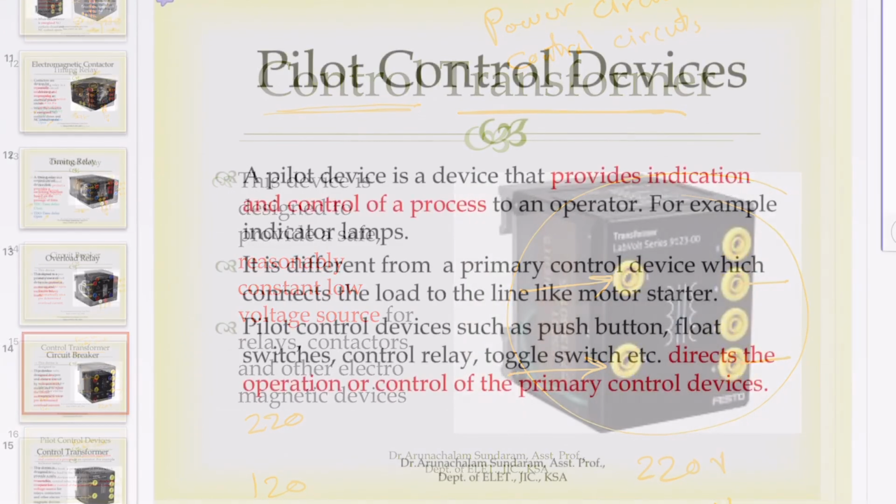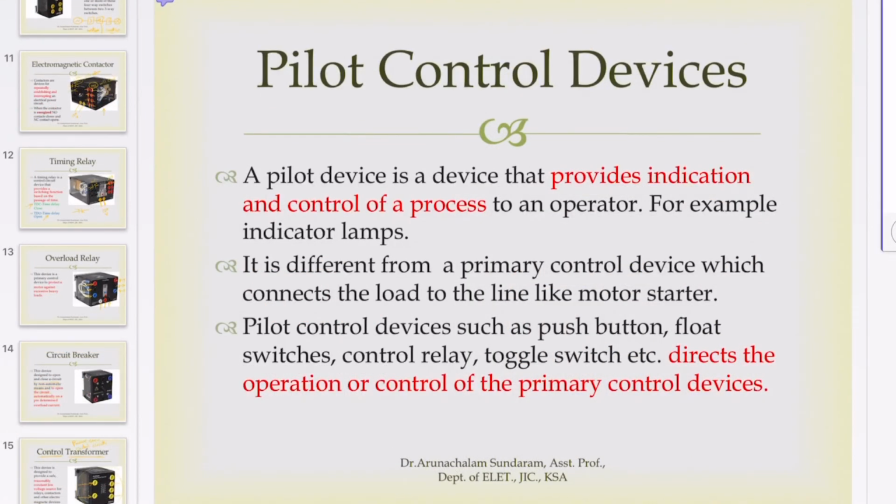Slide number 16 talks about pilot control devices. I'm going to mention their job in a control system, and I am going to give you some examples. A pilot device is a device that provides indication. Okay, guys?